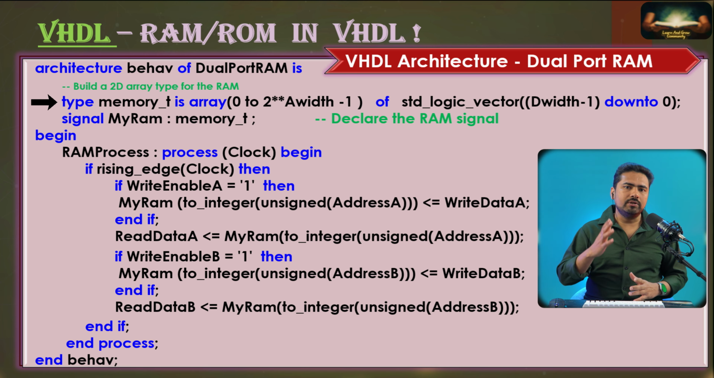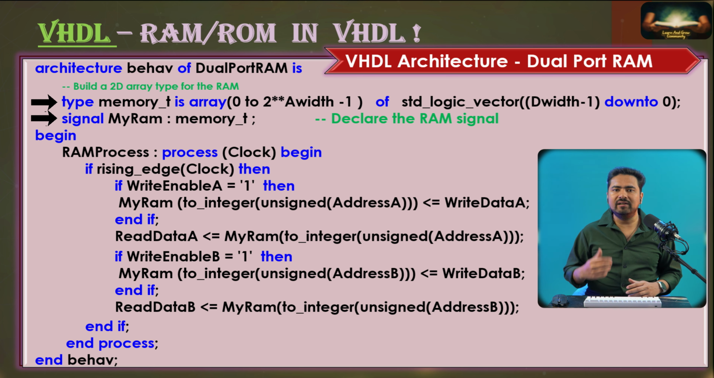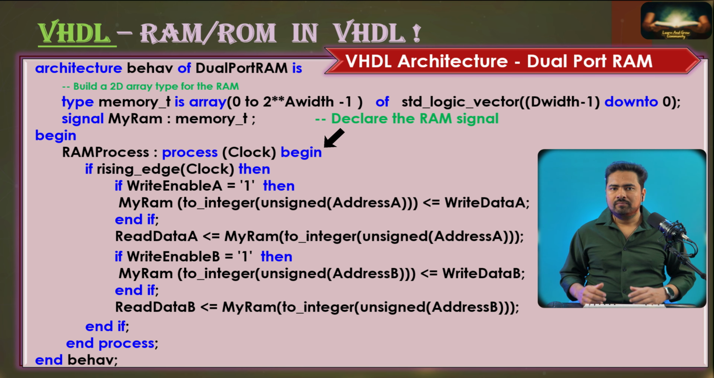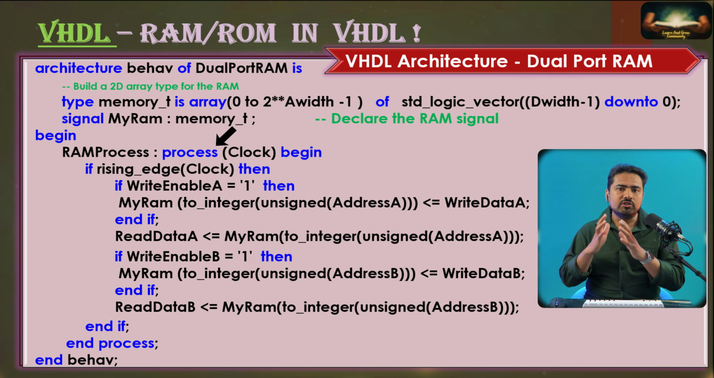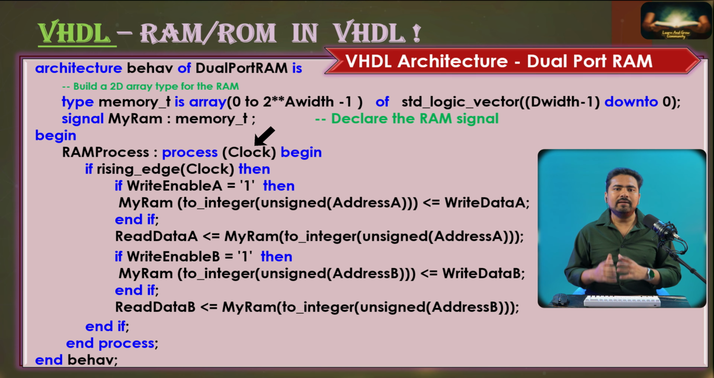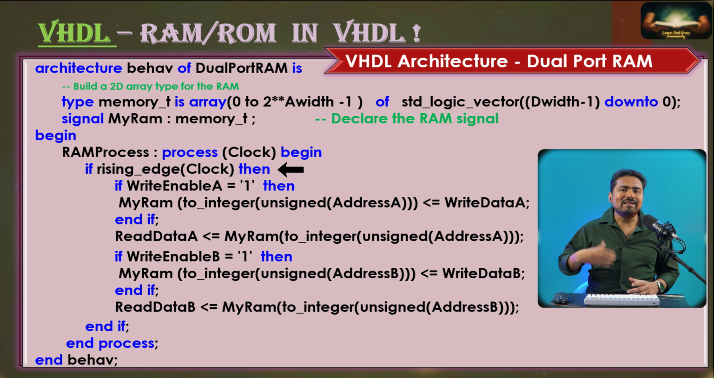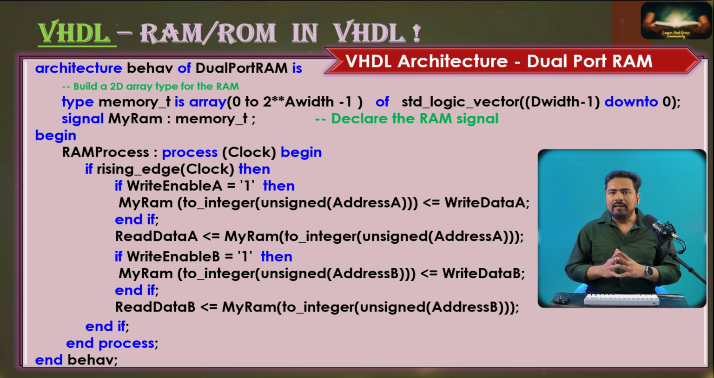First we have the data type definition and signal declaration. This is the same as in a single port RAM, so I am not repeating that again. I will jump straight to the process section. So we have this registered process block and clock is present in the sensitivity list. Next, we have the condition of rising edge of clock. Then we implemented the logic for port A of the dual port RAM module.